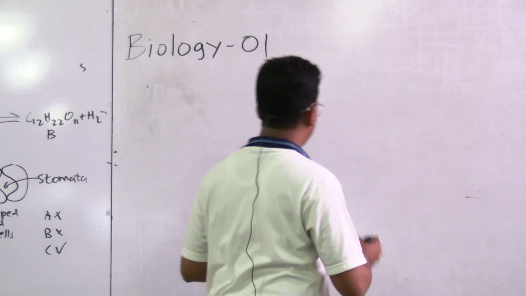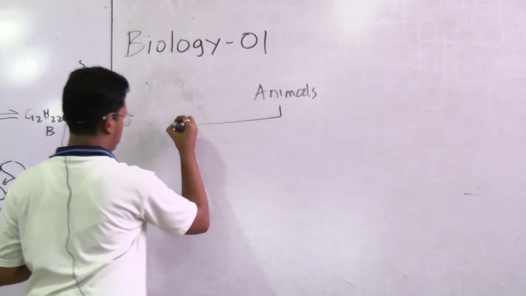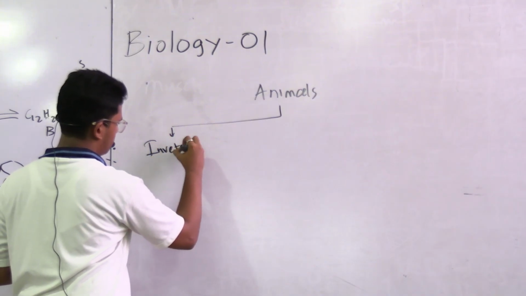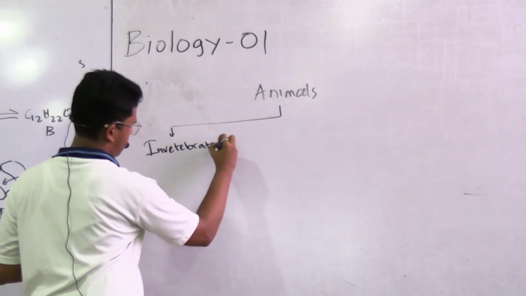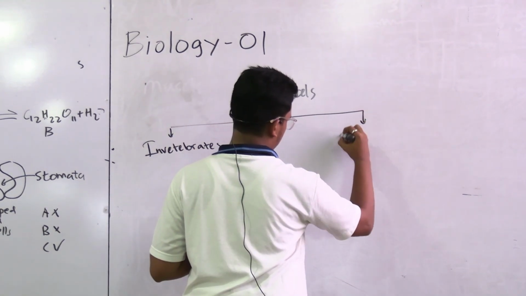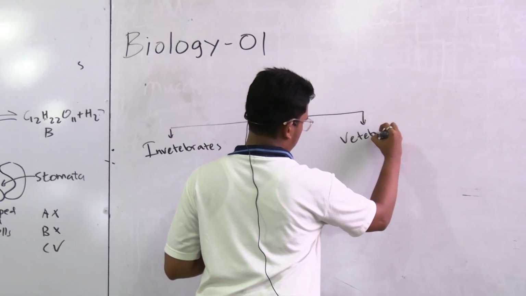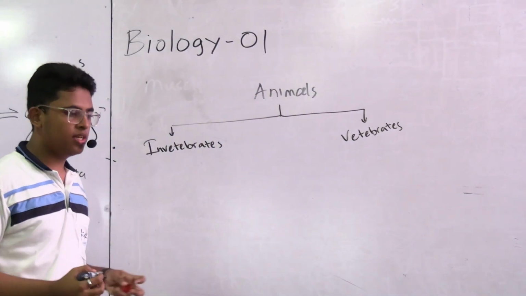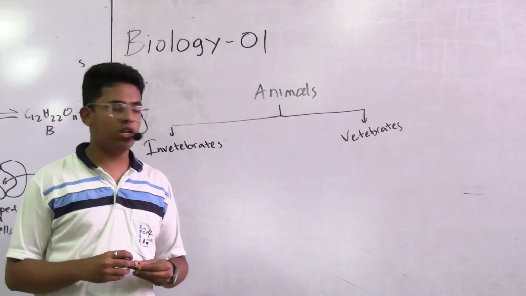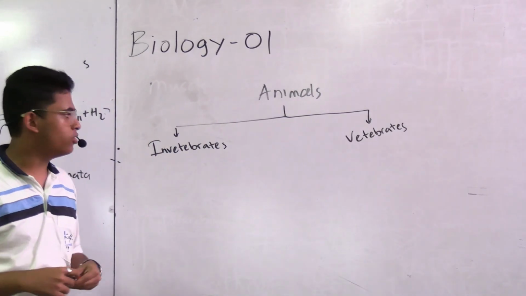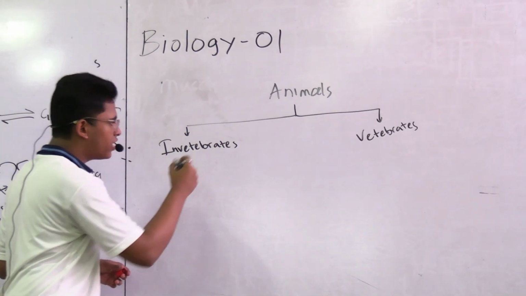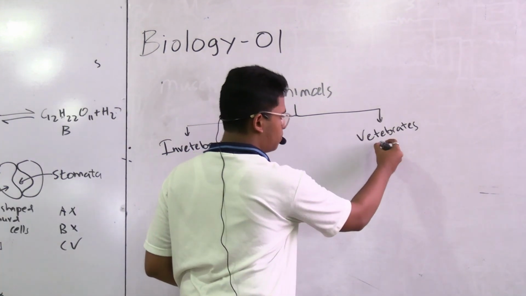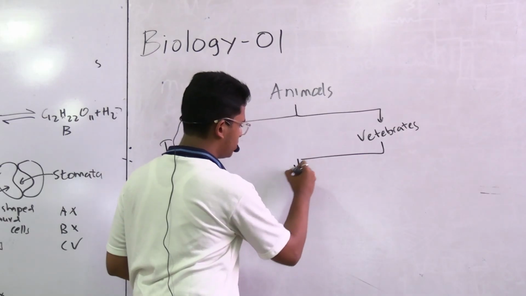two main categories, right? Invertebrates and vertebrates, right? So what are invertebrates? Animals that don't have a spinal cord. Vertebrates are the animals that have spinal cords. So these invertebrates you can again divide into groups, and vertebrates also you can divide into groups. So what are those groups?